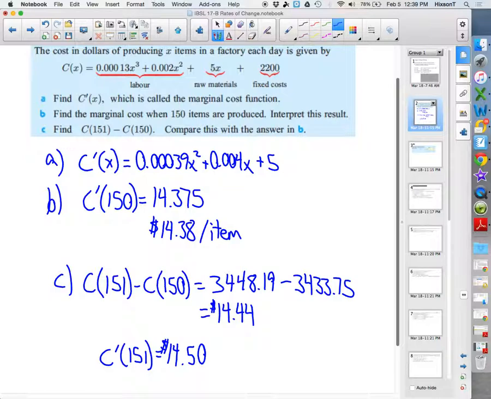Remember we talked about instantaneous velocity versus average velocity? If we're using 2 points like this, we're finding an average velocity. Here we found the instantaneous rate of change at 150. Here's the instantaneous rate of change at 151. But the average velocity was halfway between those two.